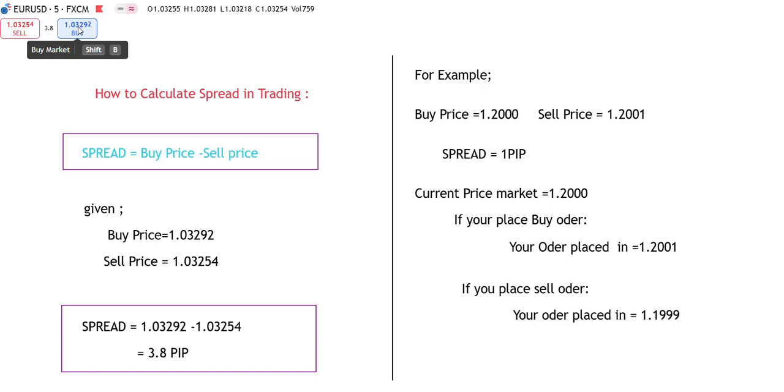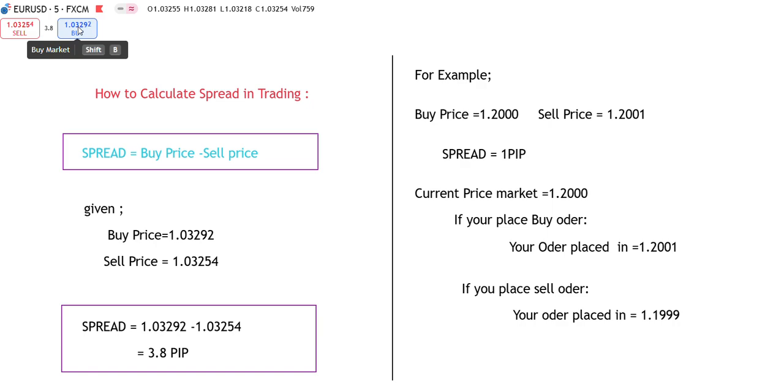In the last video I uploaded what a pip is. If you don't see that video, you can't understand what a pip is. The fourth decimal is called a pip. In this case, 3.8 pips is the commission for the broker.